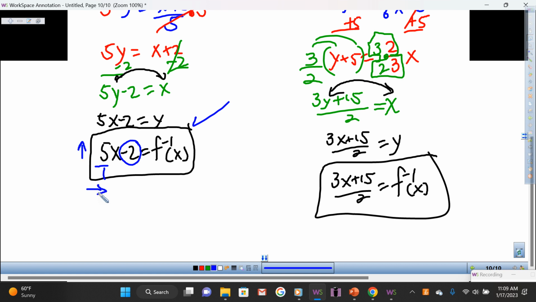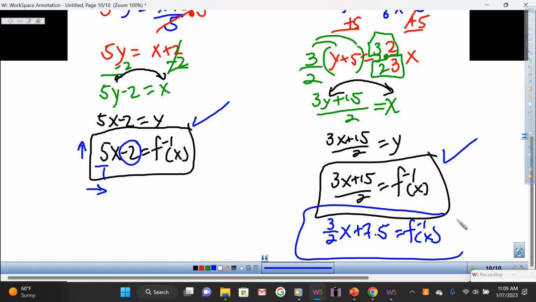That is correct. However, what if I wanted to graph this one? Does this one look like that? No, we need to rewrite it to look like that. Here we go. What is 3x divided by 2? That's 3/2 x. What is 15 divided by 2? 7.5. And that's F inverse of x. And now our y-intercept is what? 7.5. What is our slope? 3 up and 2 to the right.